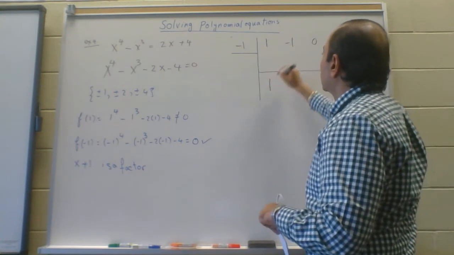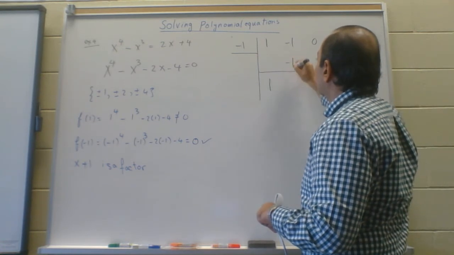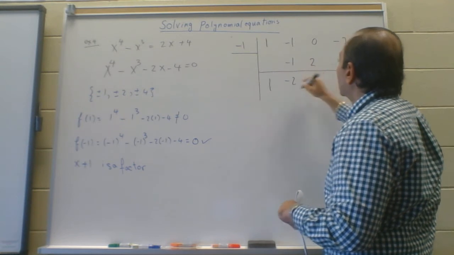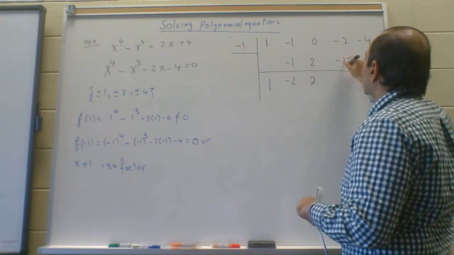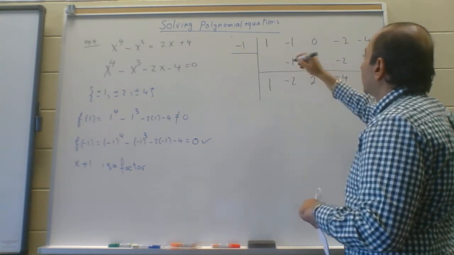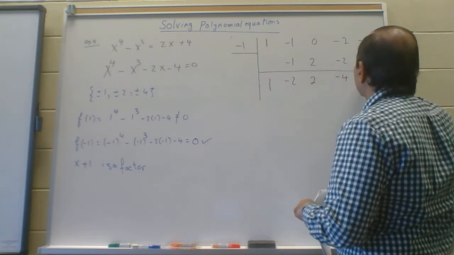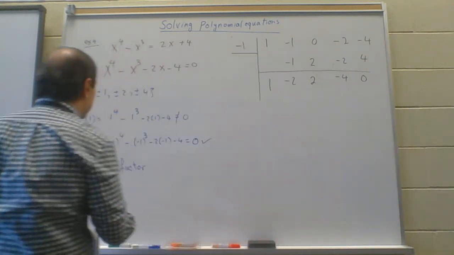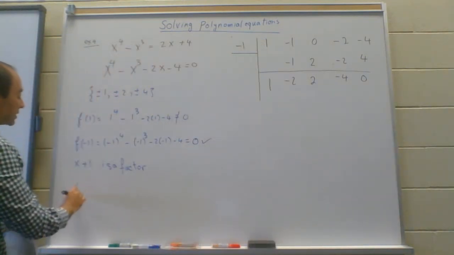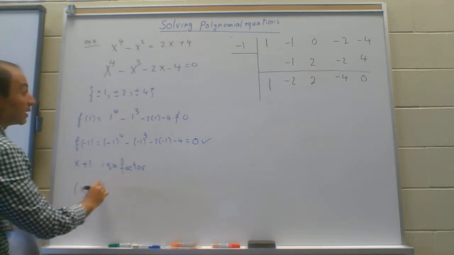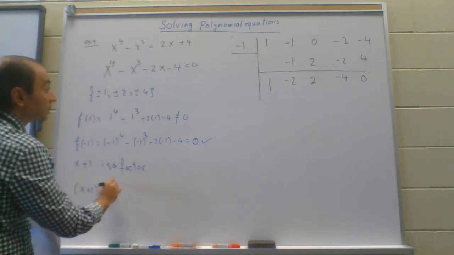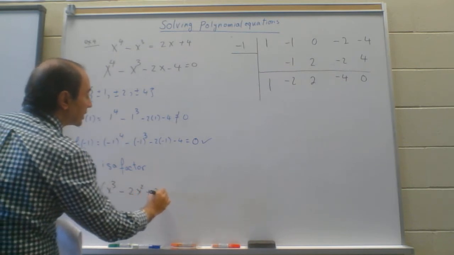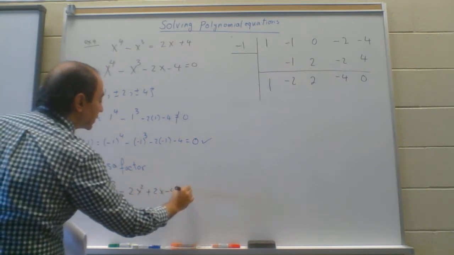The 1 goes down, negative 1, negative 2, so we're going to have 2, 2, that is negative 2, so that's negative 4, multiply, we get 4, we add, we get 0. So now we can write this function as x plus 1 times x cubed minus 2x squared plus 2x minus 4 equals 0.